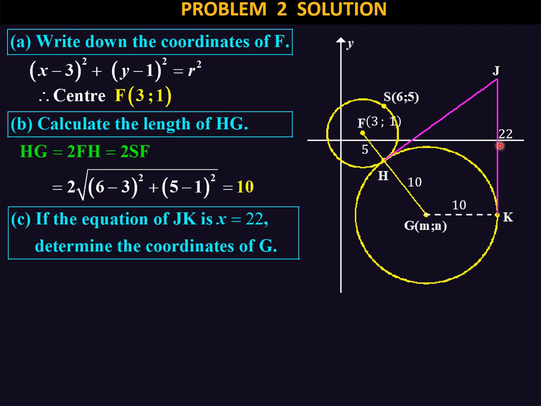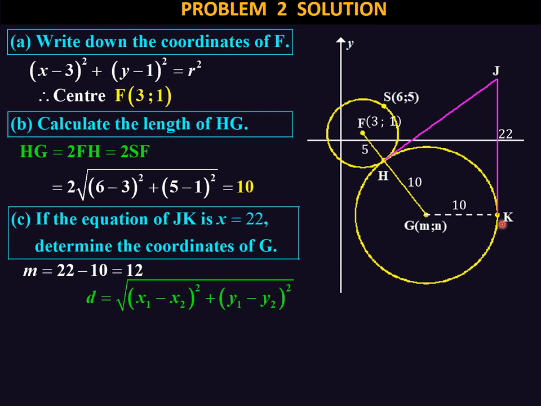And the radius is 10. If this is 10, this is 10. So if this is 22, I just go back 10, right? So from 22, the x-coordinate is 22, so I go 10 back, and this m value there would be 22 minus 10, which is 12, right? Now we need to find the coordinates of n, but n is the y value, and this y value here, how do we find that y value?